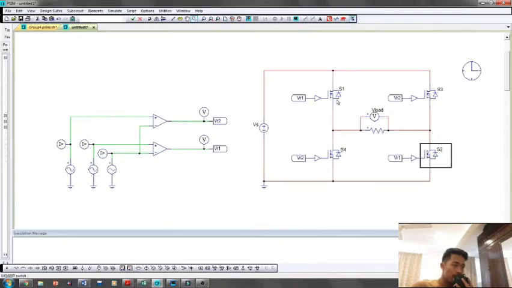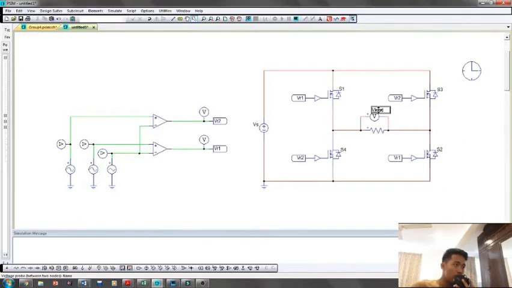During S1 and S2 turn on, this is known as the positive half cycle, in which the V load, or the output voltage, is equal to the input voltage. Then, during S3 and S4 turn on, the output voltage, which is the V load, will be the negative value of the V input. The output voltage will change alternately from positive half cycle to negative half cycle.